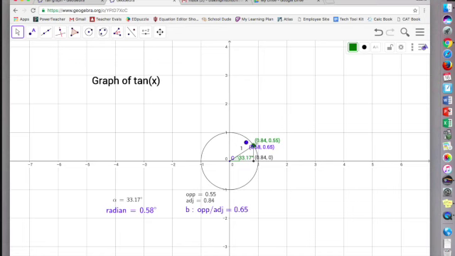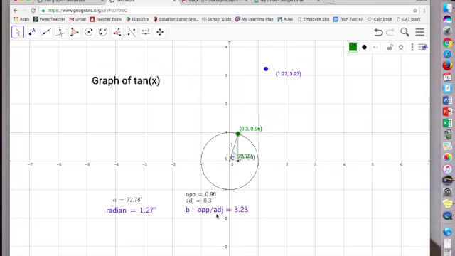Please go ahead and pause the video. I hope you were able to put a good response. The tangent relates to values on the unit circle by taking the opposite side and dividing it by the length of the adjacent side.